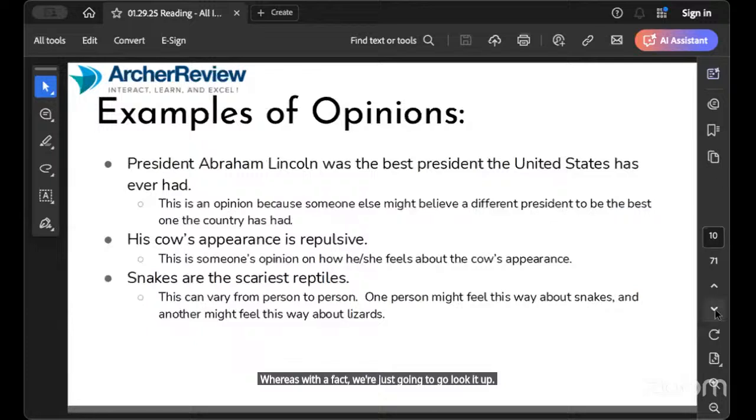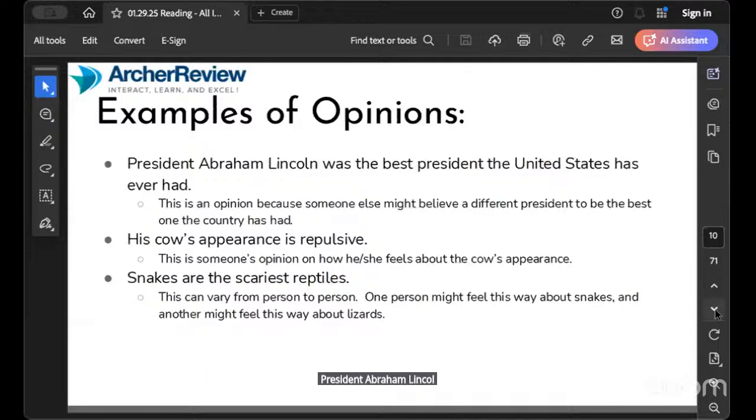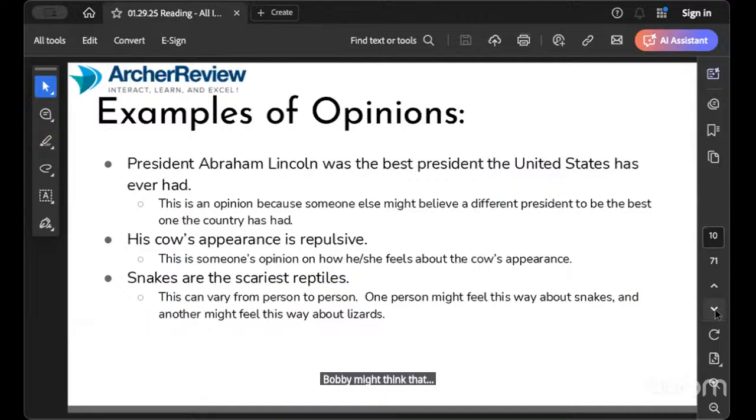Now, examples of opinions. Taking the same concepts from what we just talked about a little while ago with those examples on facts, let's look at these. President Abraham Lincoln was the best president the United States has ever had. Well, this would be an opinion because someone else might believe that a different president is the best president we've ever had. While Susie thinks Abraham Lincoln's the best president, Bobby might think that Hoover was the best president or Teddy Roosevelt was the best president. So that can vary from person to person.